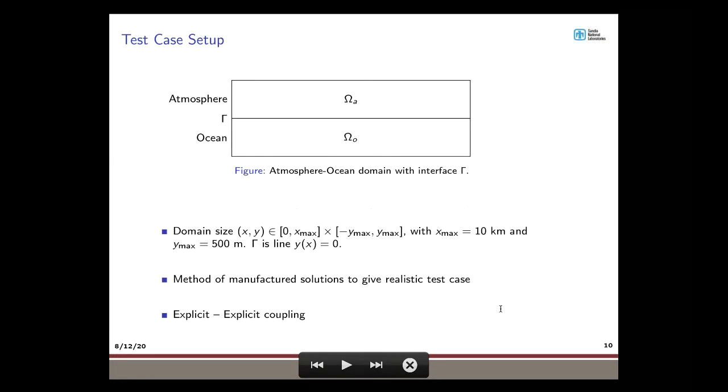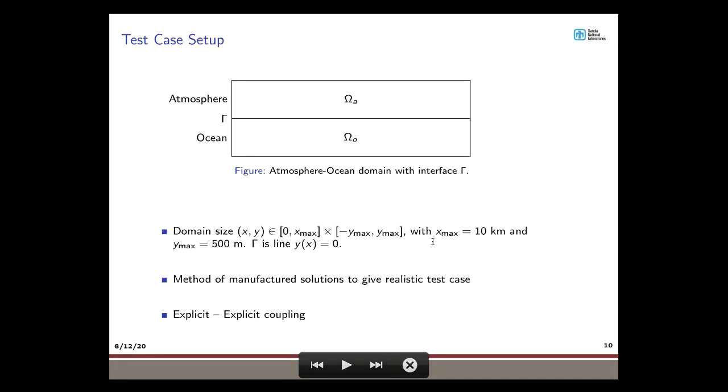So here is a diagram of the ocean atmosphere system with this gamma interface in between it. We assume this interface is, of course, stationary, it doesn't move at all. Our domain size is kind of anisotropic to represent this interface. X max is 10 kilometers and y max is 500, and the y dimension is actually 1,000 because y is centered at 0. So the y direction is 10 times smaller.